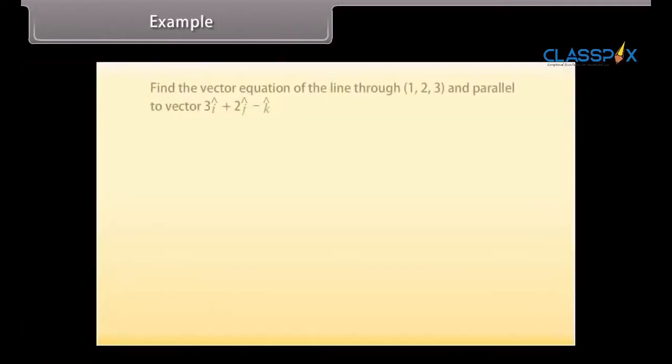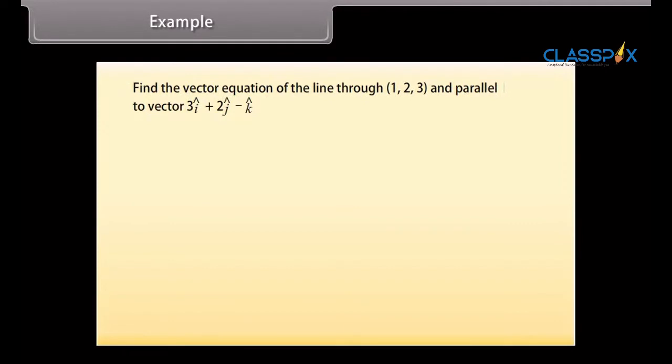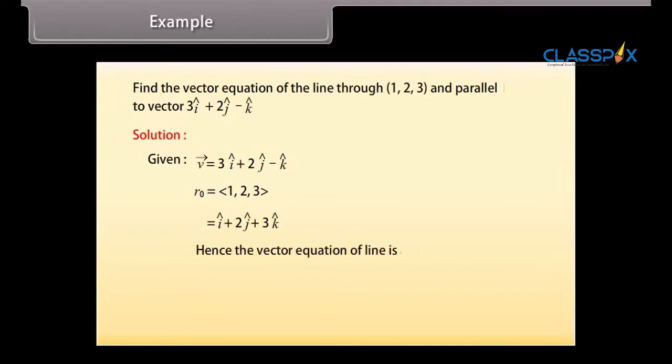Example. Find the vector equation of the line through (1, 2, 3) and parallel to the vector 3i plus 2j minus k. Solution. Given vector v equals 3i plus 2j minus k, and r0 equals (1, 2, 3), which is i plus 2j plus 3k. Hence the vector equation of the line is r equals i plus 2j plus 3k plus t times (3i plus 2j minus k), which equals (1 plus 3t) i plus (2 plus 2t) j plus (3 minus t) k.